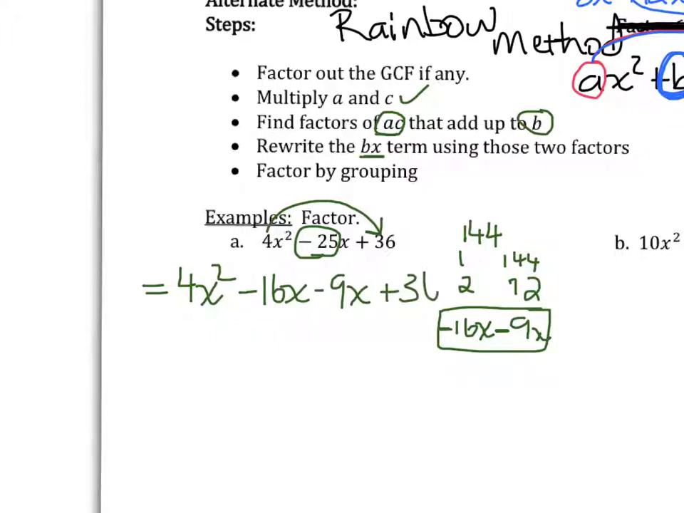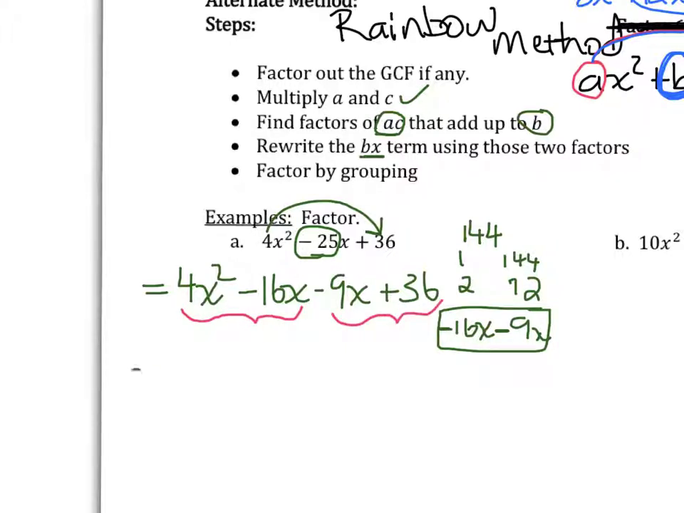Plus 36. Notice I've rewritten the middle term. It is negative 16x minus 9x, which is the same thing as negative 25x if I were to combine like terms. But now you can see that I have 4 terms in this polynomial. And so what I'm going to do here is start factoring by grouping. Group the first two together, group the second two together.